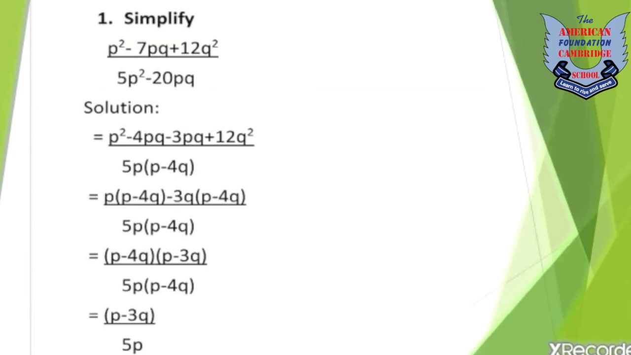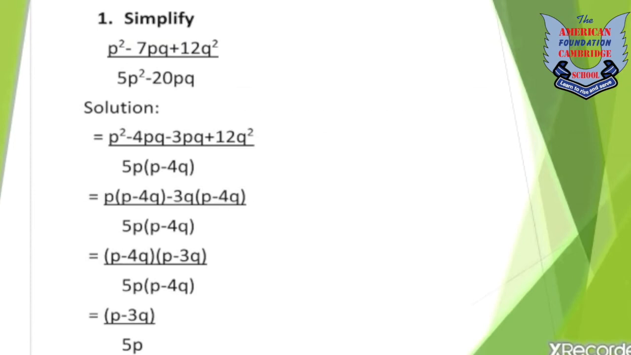Second step, extract the common factors by grouping the first two terms and last two terms of the given expression. Write the denominator of the fraction as it is because it cannot be factorized further. Third step, extract the common bracket p minus 4q and write the remaining terms in another bracket. Write the denominator again as it is.